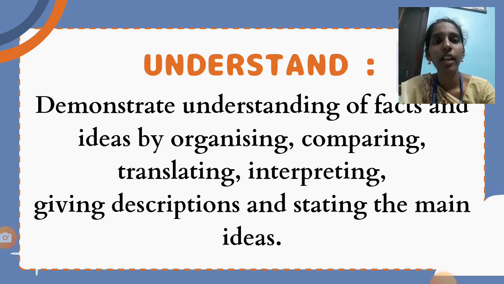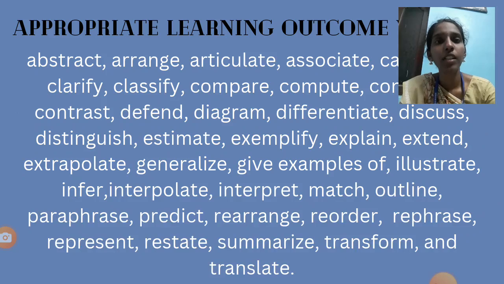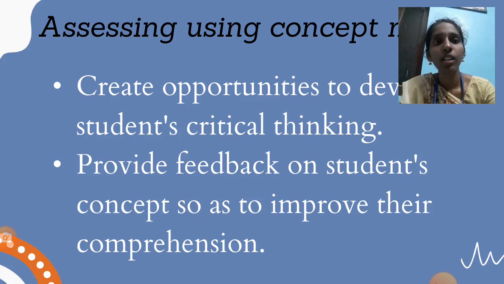Okay. Next, understand. Here understand means demonstrate the facts and ideas by organizing, comparing, translating the main ideas. Here these are the appropriate learning outcomes. So assessing using a concept map, we can create opportunities to develop students' critical thinking, and we should provide feedback on students' concepts, like what is good, what is wrong, what mistakes they made and how they can rectify those mistakes.